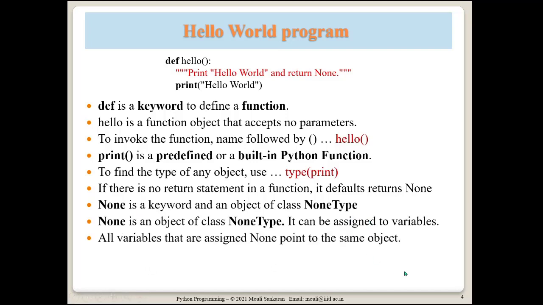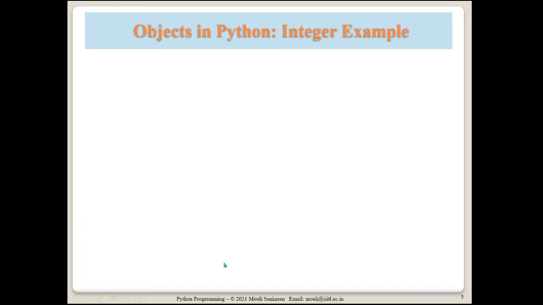So it can be assigned to variables. I will talk about variables here very specifically. They are different from what you have seen in C programs. All variables that are assigned None point to the same object. Okay, let me explain with an example of an integer object. Right now, ignore it, it's too early. This bullet has come in, so don't worry about it. I will explain with an integer object. Then you will understand what I mean by that.